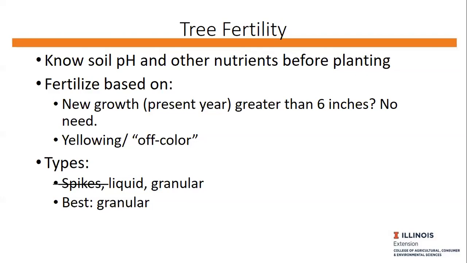You will find a number of different types. This includes liquid and granular. Both of these are fine. Granular tends to be a little bit better because you're able to then scatter it around the tree itself.